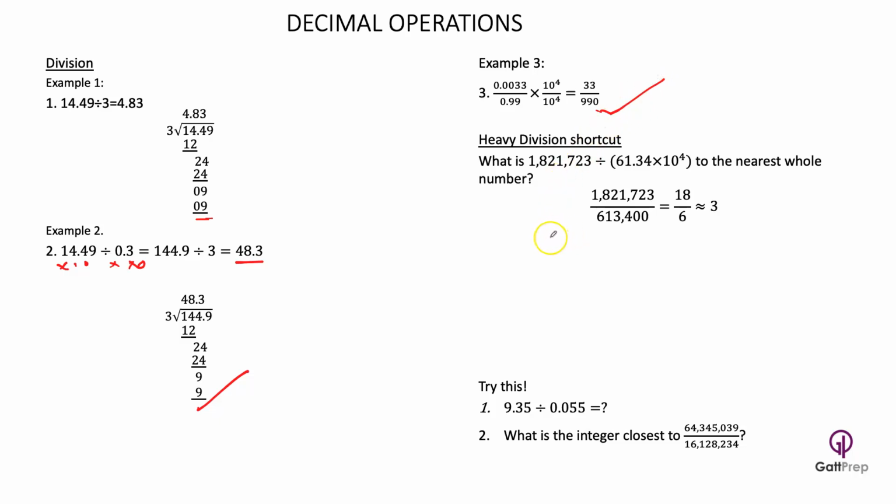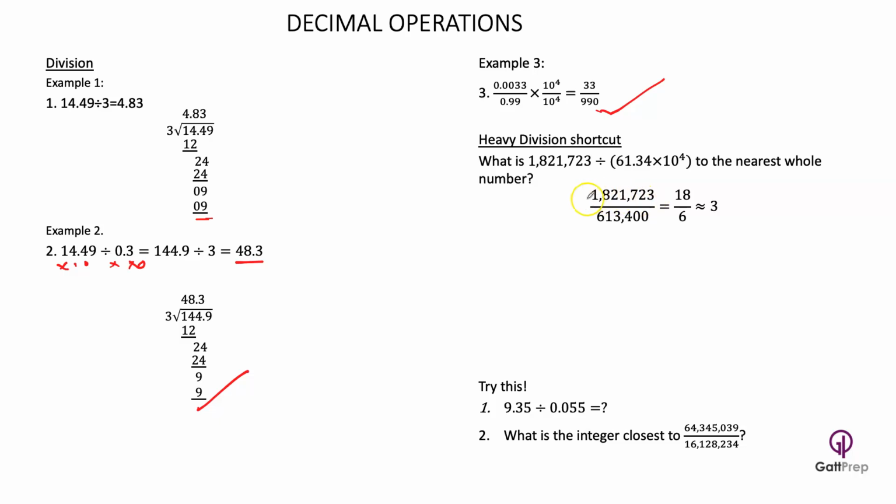Now let's look at the heavy division shortcut. Some division problems may look rather complex, but sometimes all we need to do is to find an approximate solution. In such a case, you can save yourself time by using the heavy division shortcut. So what is 1,821,723 divided by this to the nearest whole number?